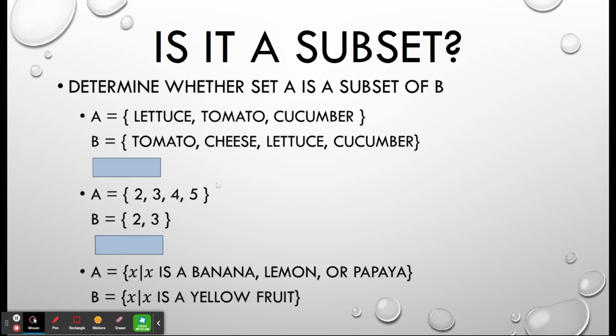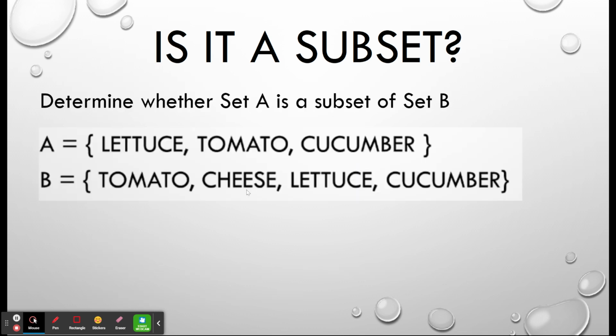Let's look at some examples. Determine whether set A is a subset of B. I'm going to go through each of these individually. First, lettuce, tomato, and cucumber: is that a subset of tomato, cheese, lettuce, and cucumber? Second example, 2, 3, 4, 5: is that a subset of 2, 3? And the third example, banana, lemon, and papaya: is that a subset of yellow fruits? Let's take a look at them.